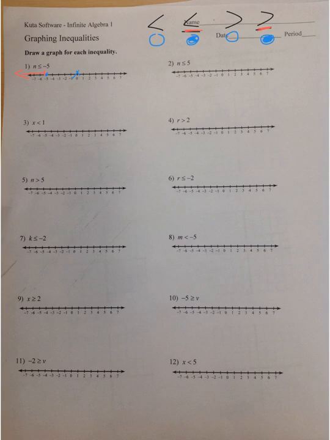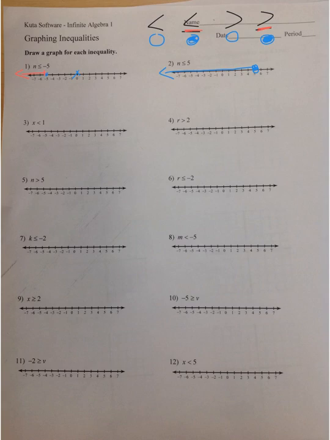So now I have less than or equal to 5. So I go to the 5. It's got to be a closed circle. And I'm going to pick a number that's less than 5. It's 4, 3, 2, 1. So I'm going to draw my line with my arrow, covering all the values that are less than 5.